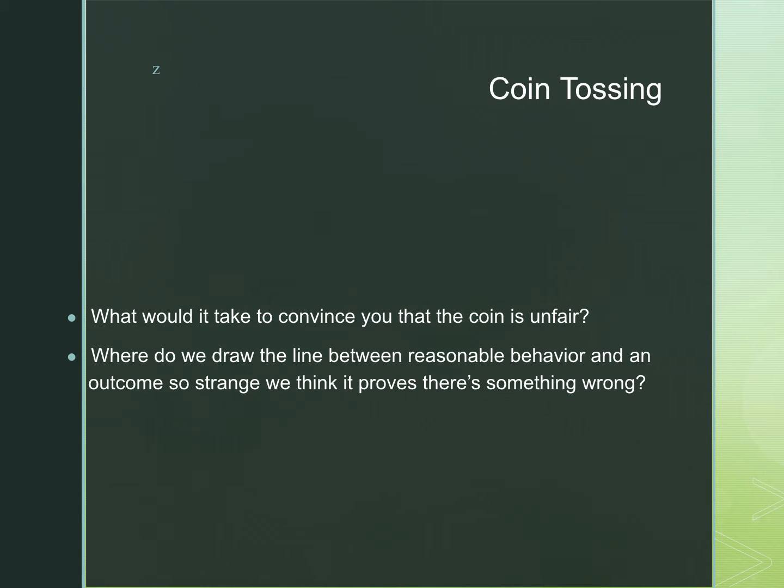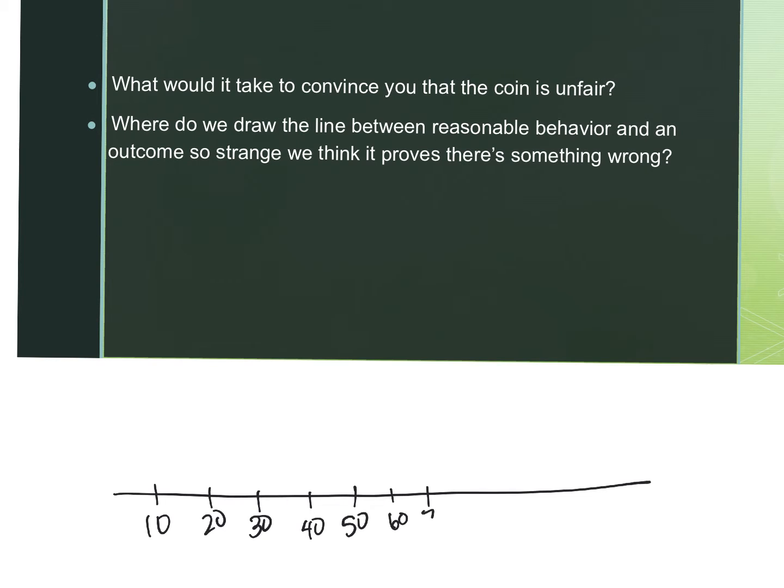Okay, so we're going to talk about tossing a coin. What would it take to convince you that a coin that we were tossing was unfair? Where do you draw the line between reasonable behavior and an outcome so strange you think that something is wrong, or it proves to you that that coin is not fair? So we're asking ourselves, if I flipped a coin 100 times, how many heads would it take to convince me that this was an unfair coin?